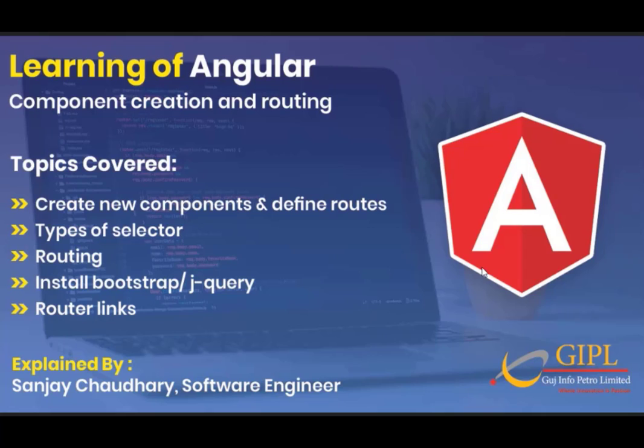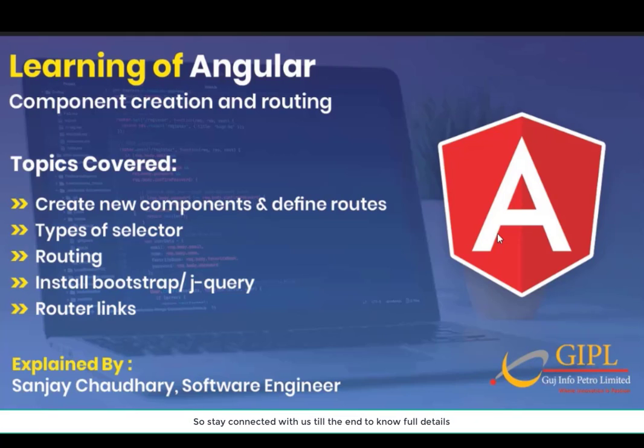In today's video, we will discuss how to create new components and define rules, in which we will see how we can create a new component in different ways. Second is types of selector, in which we will see how we can use different types of selector in the application. Third is install Bootstrap and jQuery. We will install Bootstrap and jQuery packages using NPM. And the last one is router links. We will learn how to set routing URLs. So stay connected with us till the end to know full details.